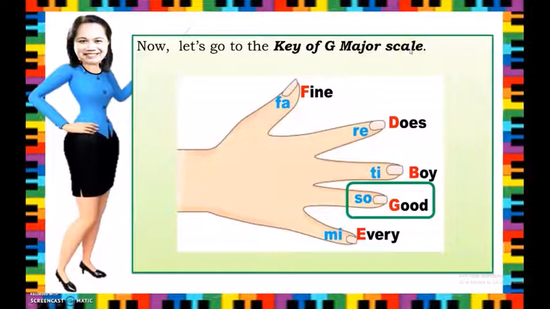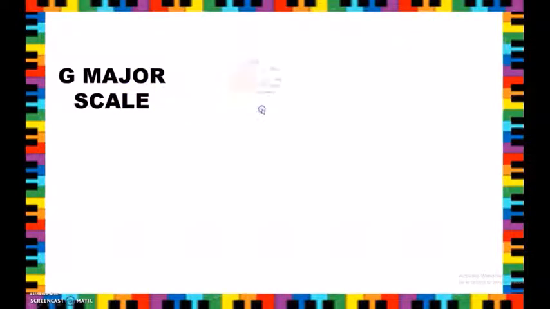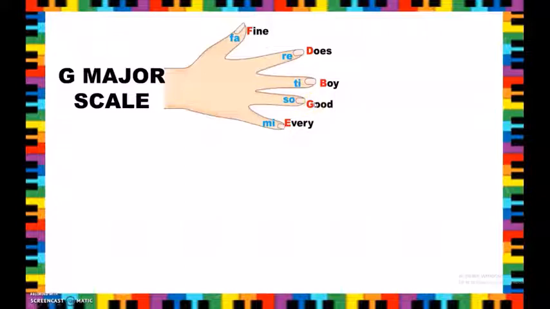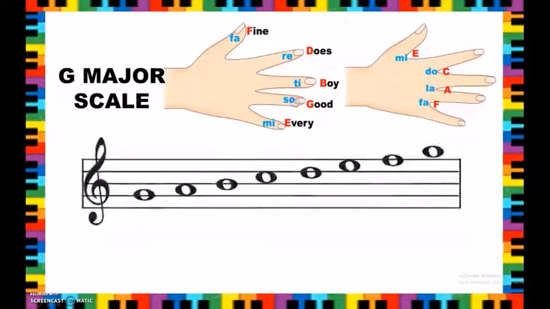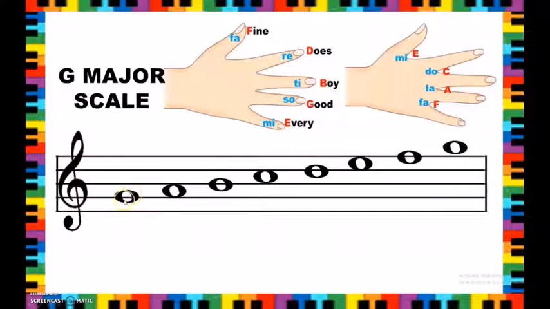Okay? Now, let's go back to the G major scale. So, the G is here. So, we will forget the solfa syllables. All we are going to do is to look for the letter name. Okay? So, if G is in the second line, here, second line, so this is now G. Okay? So, G is equivalent now to do.